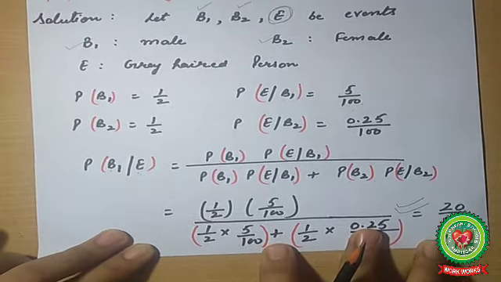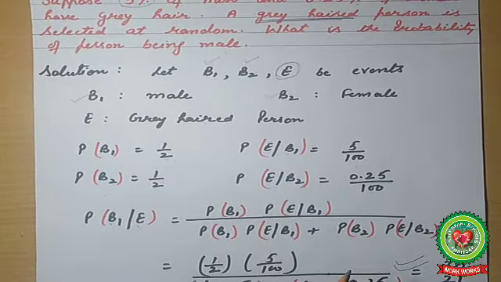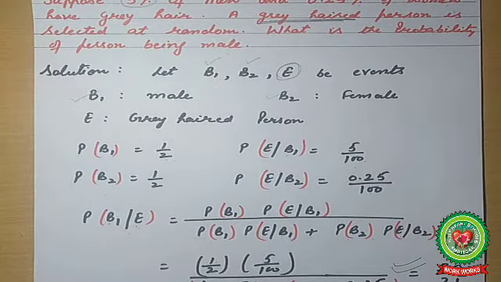I hope the basic difference between the Bayes theorem and the total probability theorem is clear to you, and now you are able to solve questions related to the Bayes theorem.